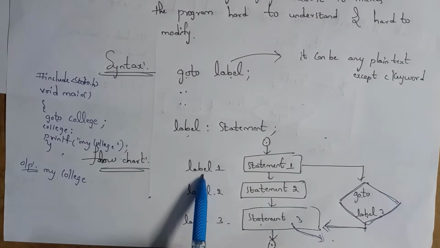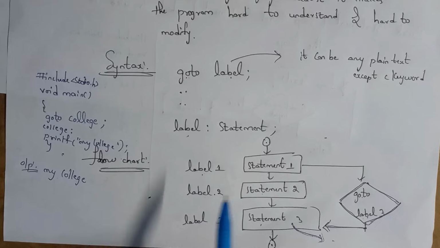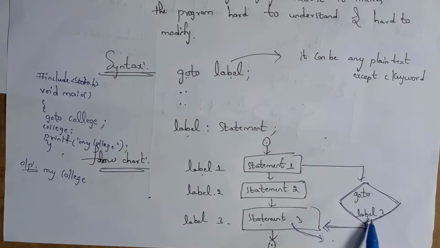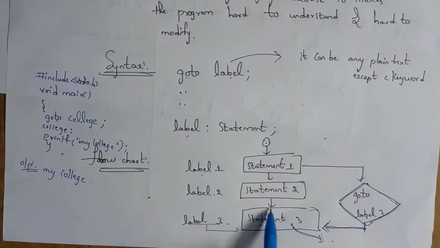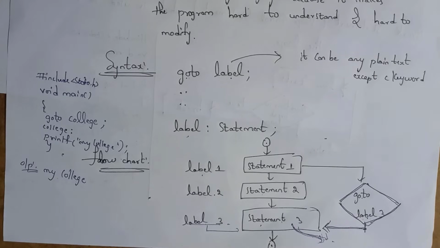Here at first I wrote label 1. This label 1 contains statement 1, and similarly label 2 contains statement 2, and label 3 contains statement 3. After that I wrote goto label 3. That means it will go to label 3. Label 3 contains statement 3, so I will get statement 3 as output. For example, if I write goto label 2, then whatever statement label 2 contains, I will get statement 2 as my output. This is the flowchart for the goto statement.